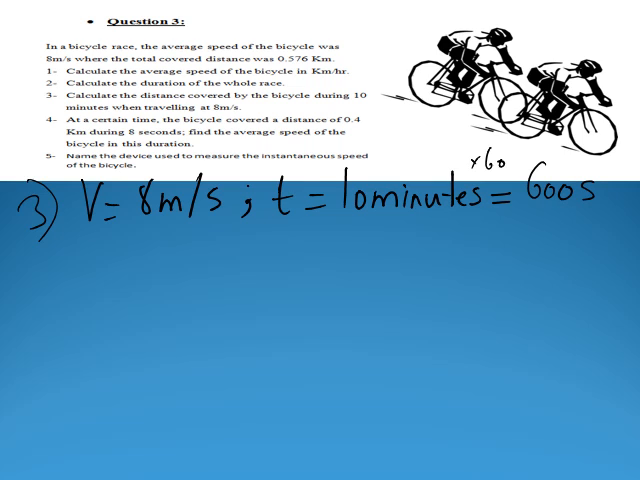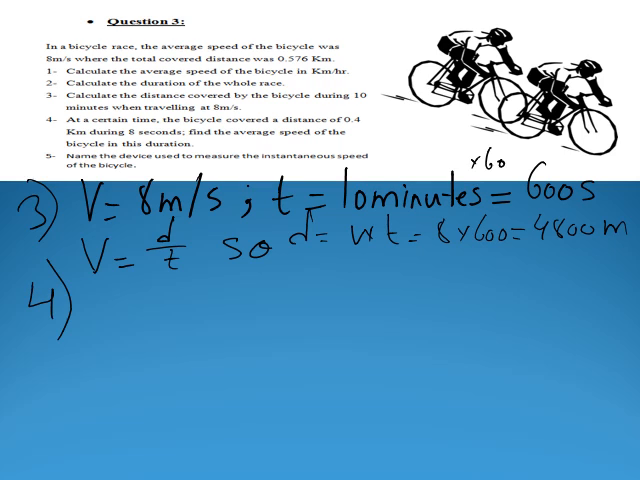So the general formula is V equal to D over T. We have to calculate D. It's equal to V times T, which is 8 times 600. So it's equal to 4,800 meters.